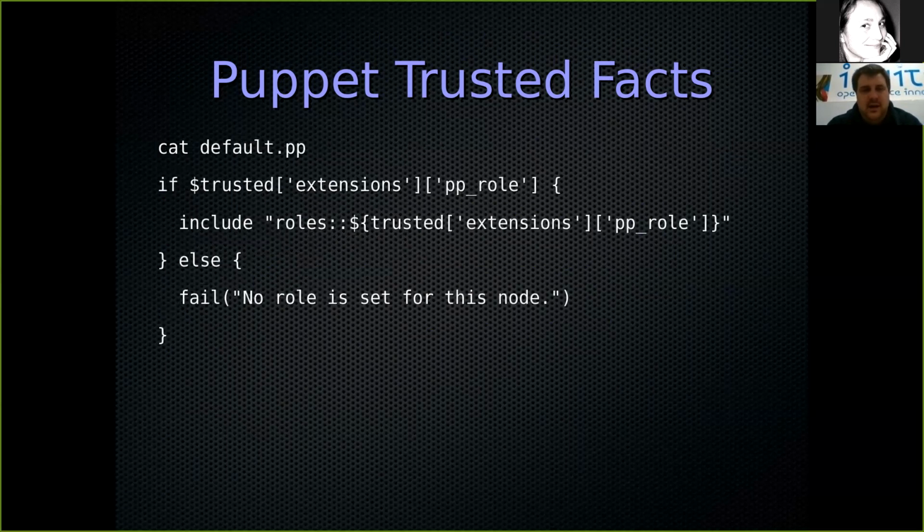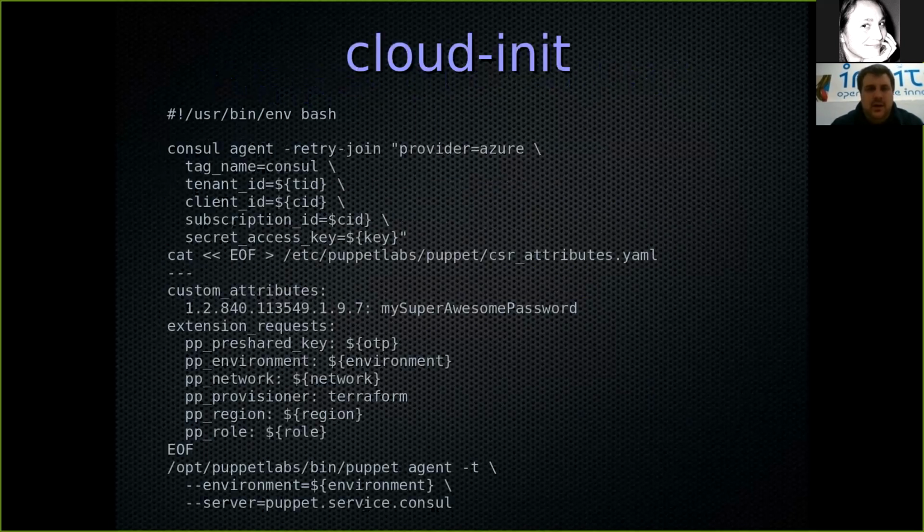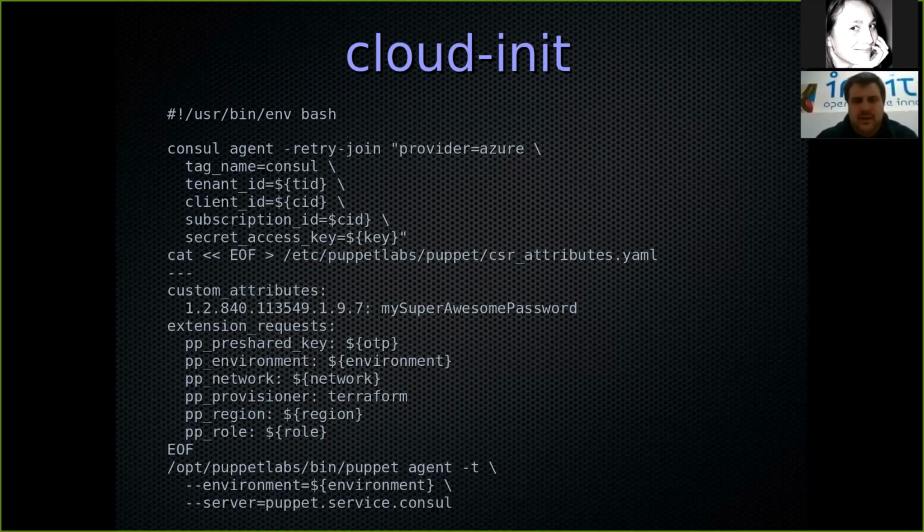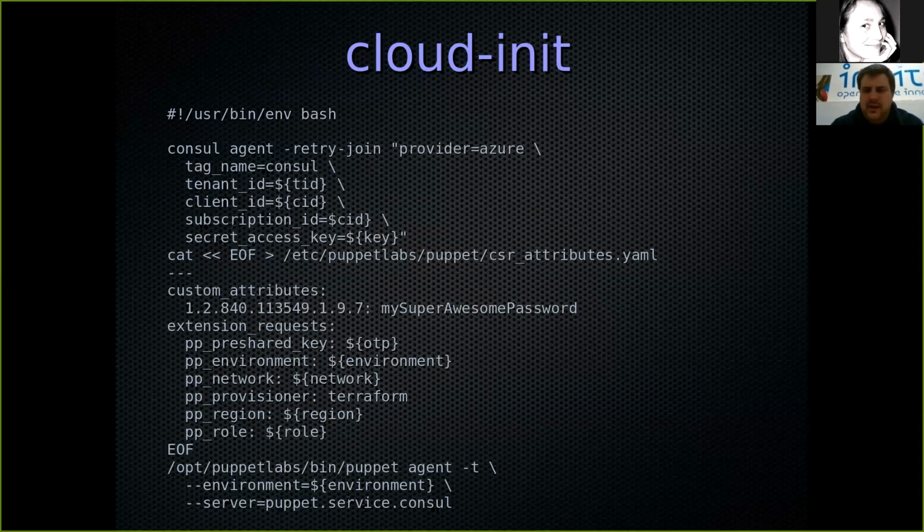The trusted facts can then be used in a slightly different way than we're used to. They live in a different namespace than standard facts, but we can use them in our Puppet code by using $trusted['extensions'], and then again the fact that we specified. So this way we can always be sure that the role is the one that we want it to be. Let's extend the cloud-init a bit further. We've seen the Consul connection before. Now we're adding the creation of the CSR attributes file, and then we connect to our Puppet master.